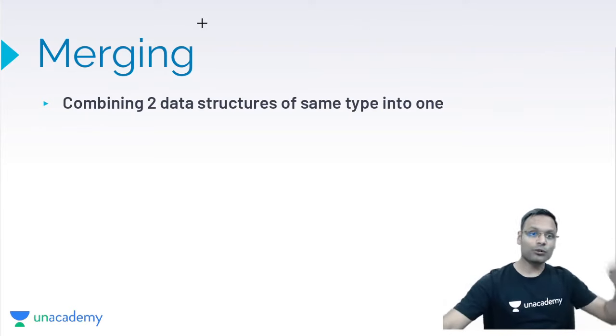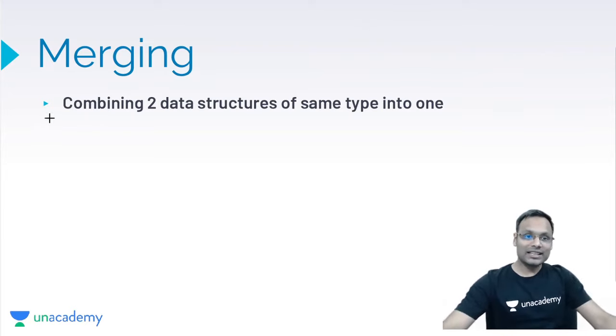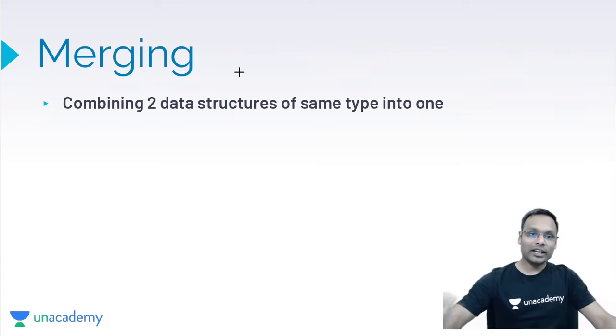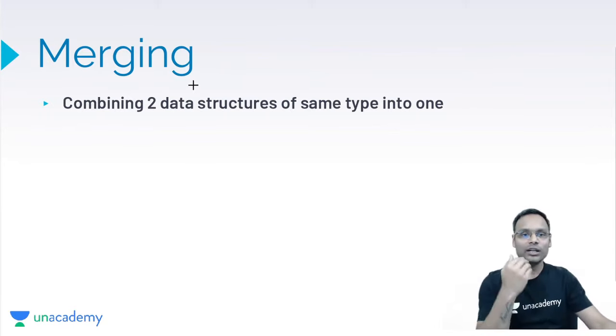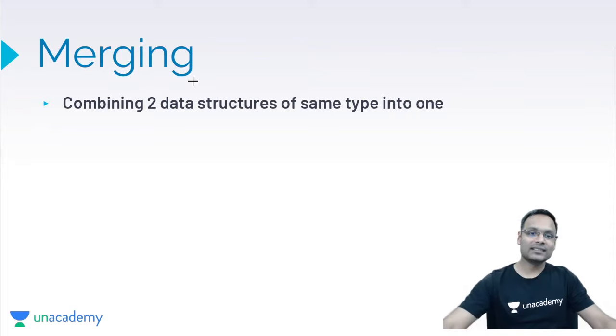Okay, let's go further. What is merging? Merging is combining two data structures of the same type into one. If we have two data structures of the same type, we will have to merge them into one, and that is merging. Very simple thing.